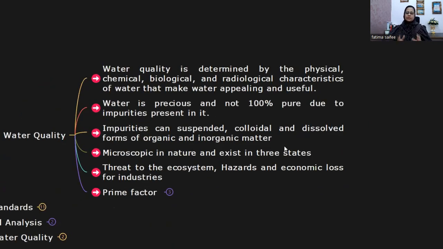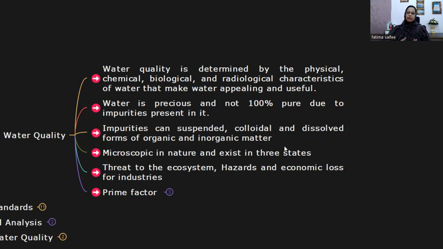Water quality is determined by the physical, chemical, biological, and radiological characteristics of water that make the water appealing and useful. What does it mean? It means that there are 4 different characteristics which have to be defined to understand the actual water quality, whether it is good or bad.